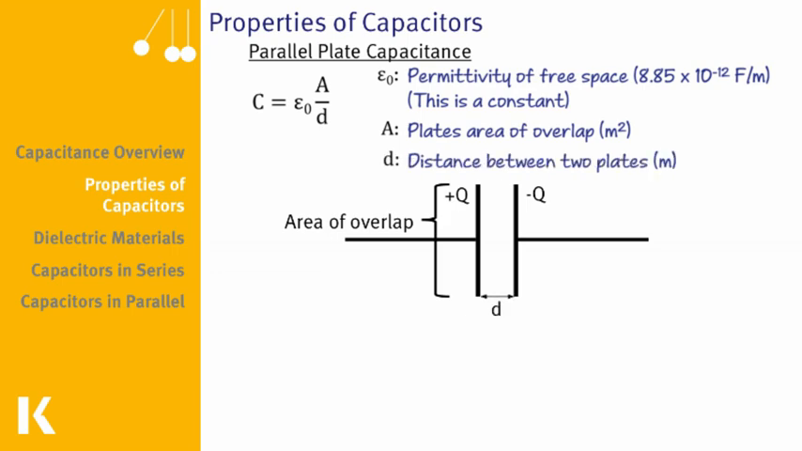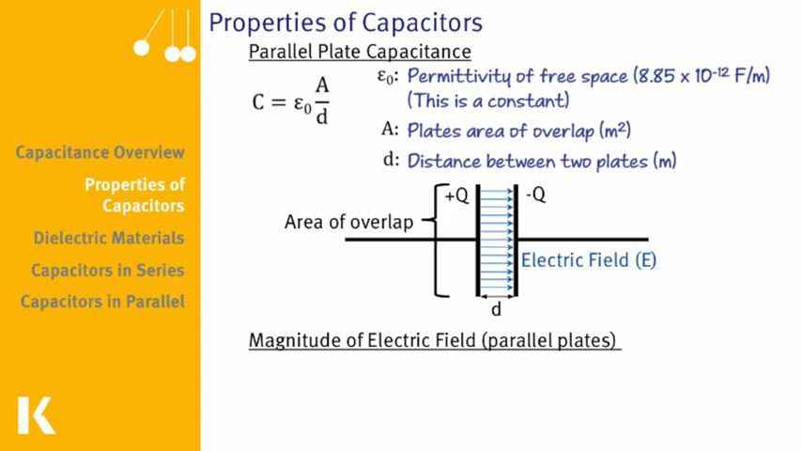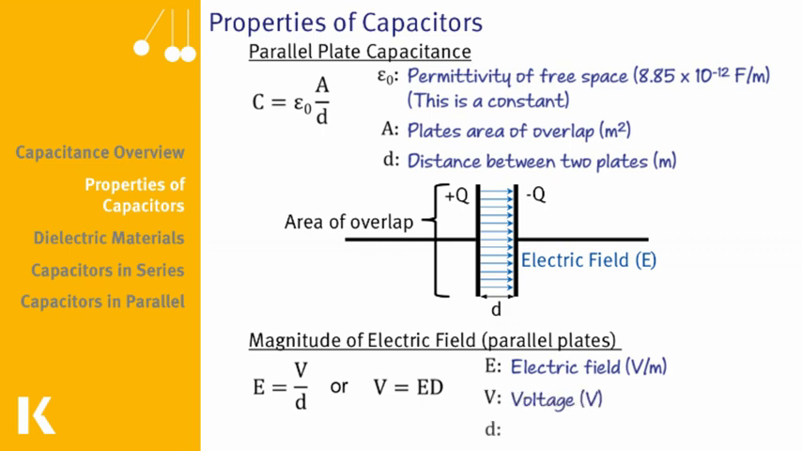In addition to capacitance, you might also be asked to calculate electric field strength in parallel plate capacitors. Remember, we define an electric field as pointing from positive to negative. The equation can be arranged to solve for the electric field or the potential difference. Electric field is measured in volts per meter, potential difference V is measured in just volts, and the distance d is again measured in meters.